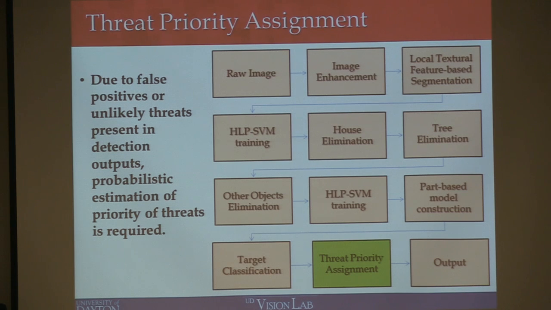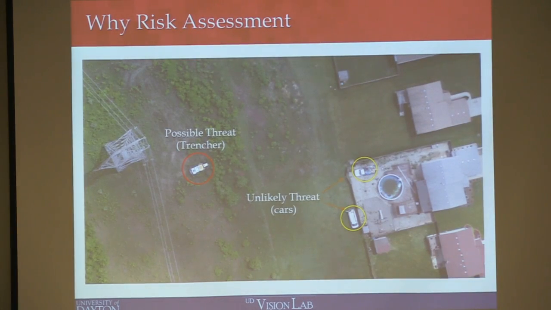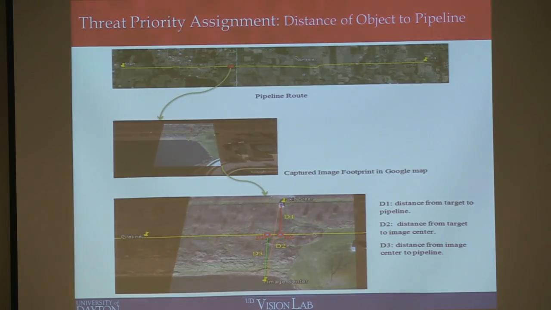So immediately we pass the geolocation of the object, the size of the object, and the activity of the object, whether it's active or not, and then we give the risk priority information to the agency. That's what the overall project does. These are some of the examples.